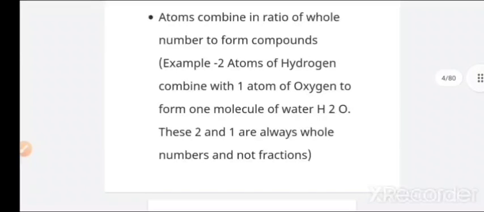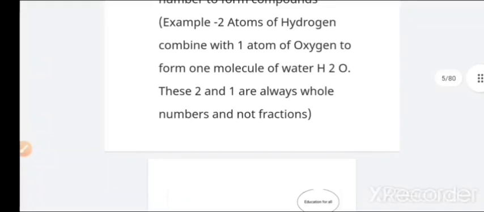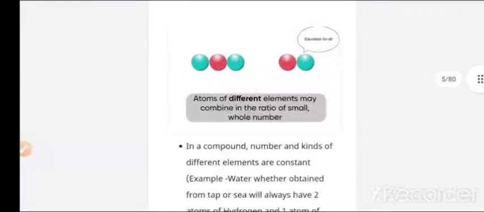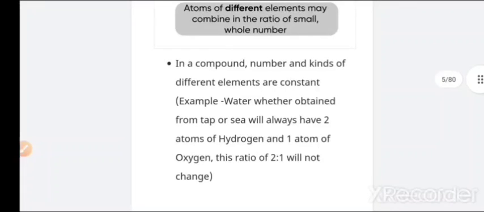Whether the water is tap water, rain water, underground water, or mineral water, whatever it is, the combination is always two atoms of hydrogen combining with one atom of oxygen to form the water molecule, H2O. That is always a whole number. Atoms of different elements may combine in the ratio of small whole numbers. In a compound, the number and kinds of different elements are constant.